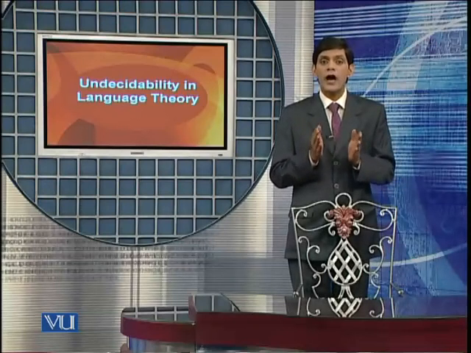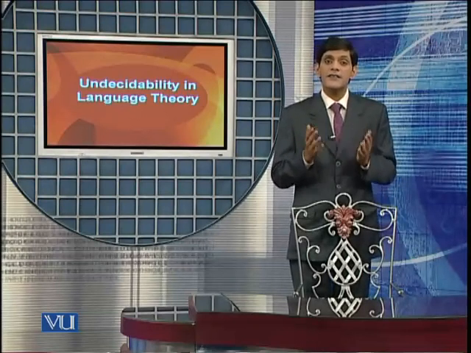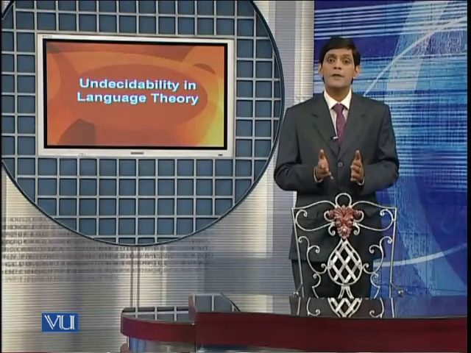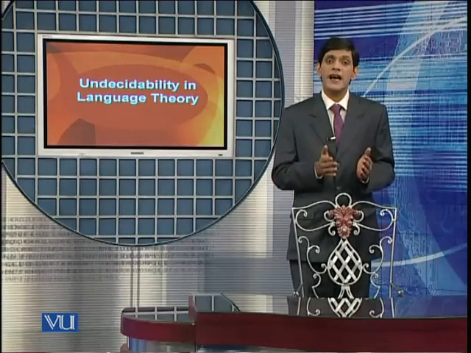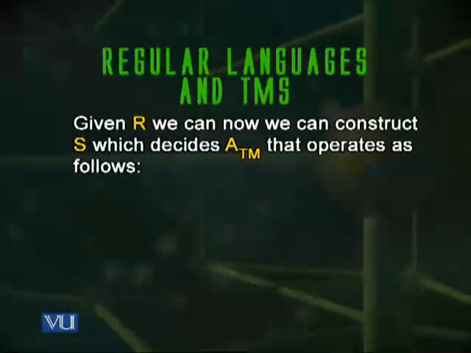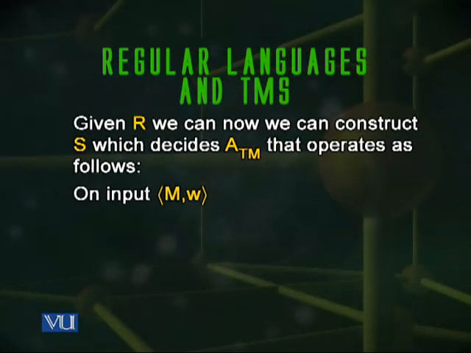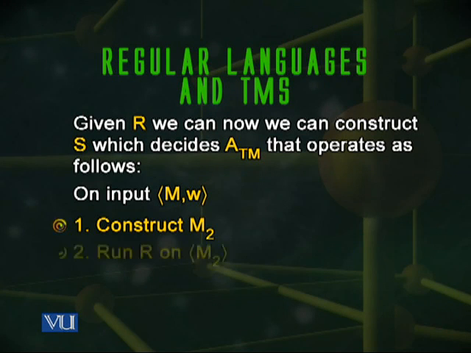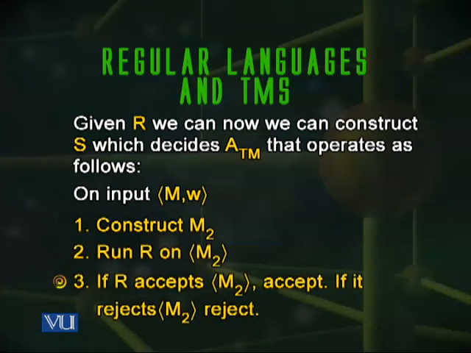Therefore, we can now use a decider for regular TM to construct a decider for ATM. Let's look at this decider in detail. We describe this decider S as follows. On input M, W, we use M and W to construct M2. Now we run R on M2. If R accepts, this decider S will accept. If R rejects, then this decider S will reject.